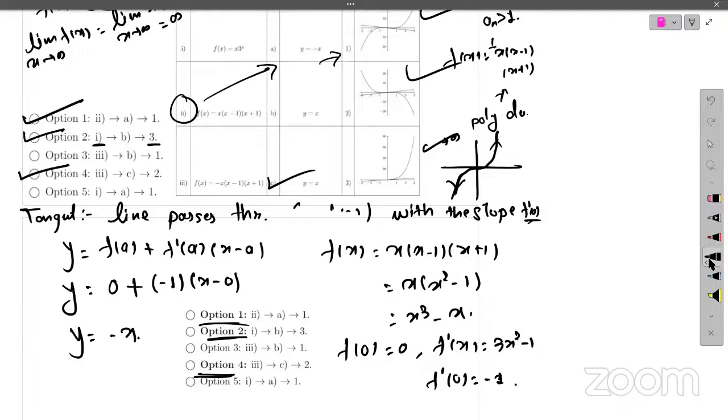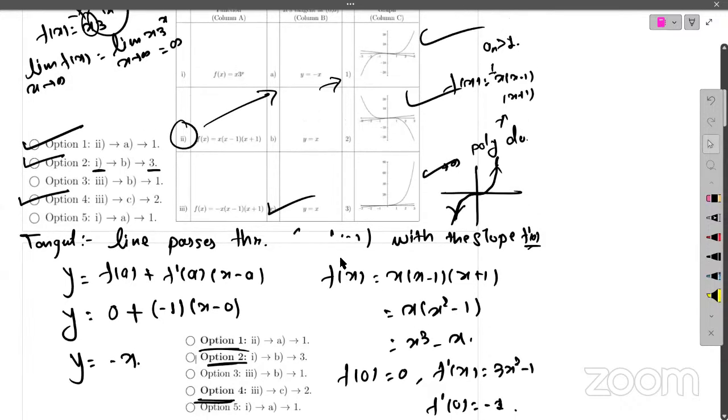Is there any doubt in this question? Anything which is not clear?